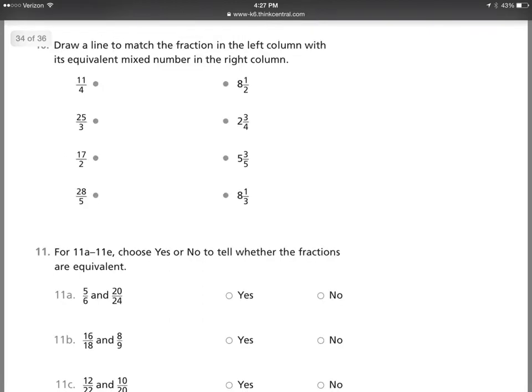Number 10 is asking you to change improper fractions to proper mixed numbers. And we come across improper fractions all the time when we're adding fractions, and we'll be coming across them just as many times when we're multiplying them. So it's really a simple formula that you just need to memorize. If you have an improper fraction like 21/8, really you need to see this as a division problem. You can write this out as a division problem and solve it.